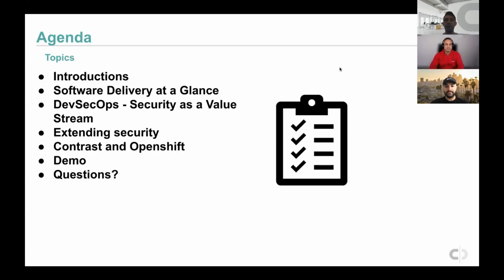So before we get into it, we're going to do some brief introductions, followed by going over software delivery at a glance, giving you an idea to level set on what actually we're talking about in terms of software delivery and how we incorporate security inside. We'll touch upon DevSecOps, providing security as a value stream, then extending that security to have a more complete solution. We will go over the Contrast and OpenShift integration. Ankur on the line will go over the demo. And finally, we'll follow up with some questions.